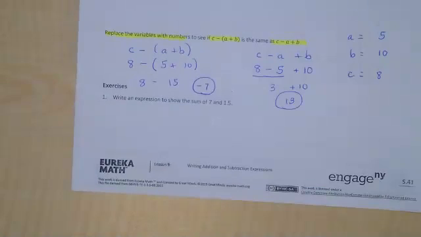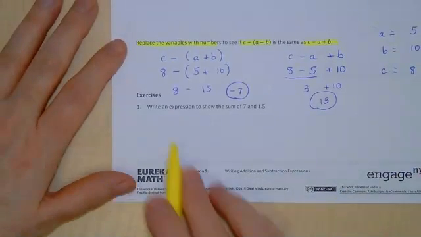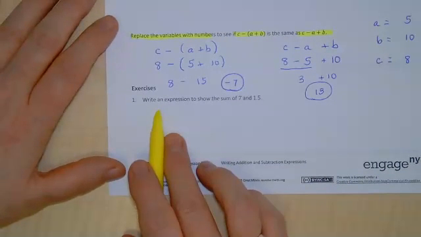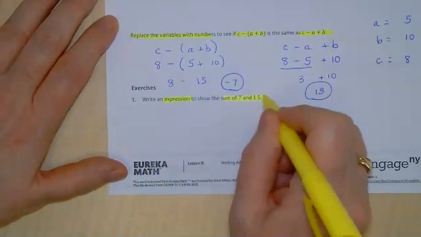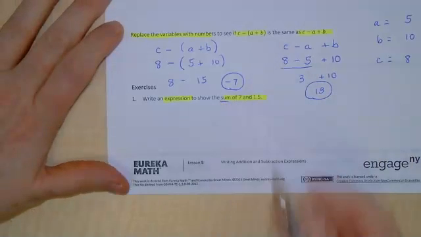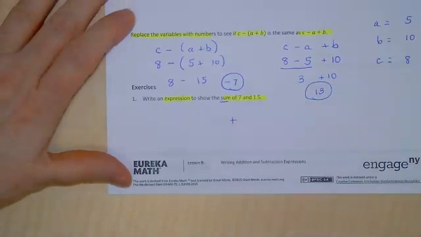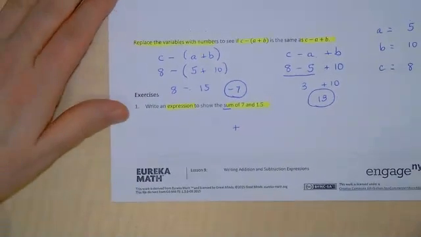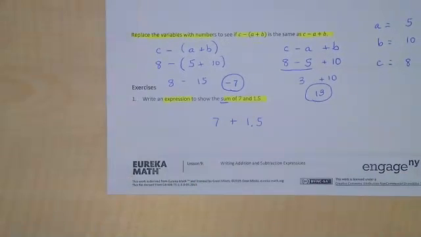There's one more problem on this page. Caden, read this to me. Write an expression to show the sum of 7 and 1.5. Write an expression, so that's a math sentence. The sum of 7 and 1.5. What does the word sum tell us to do, Olivia? Add. And what two things am I going to add, Jackson? 7 and 1.5.